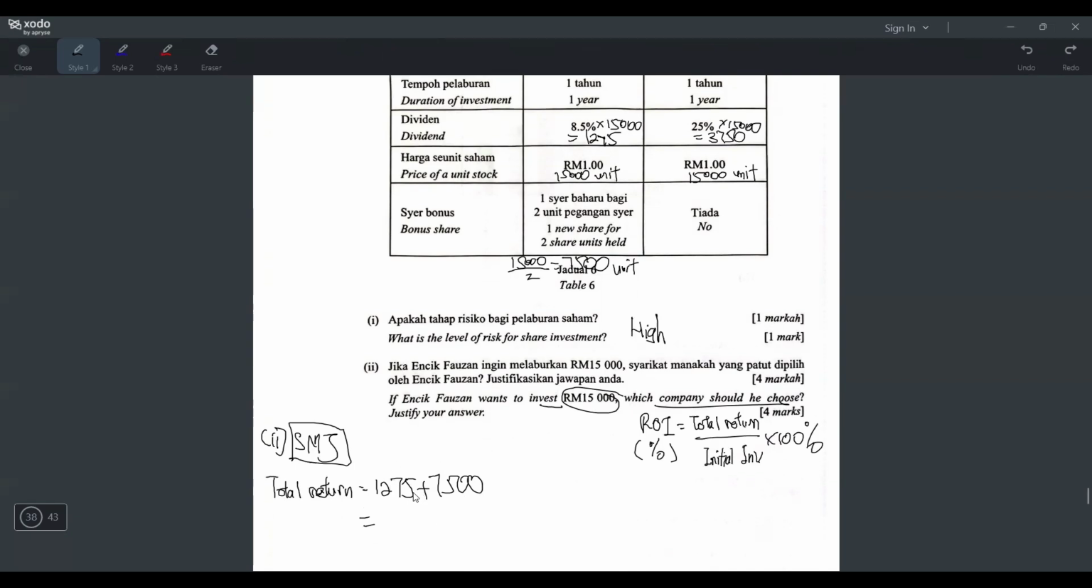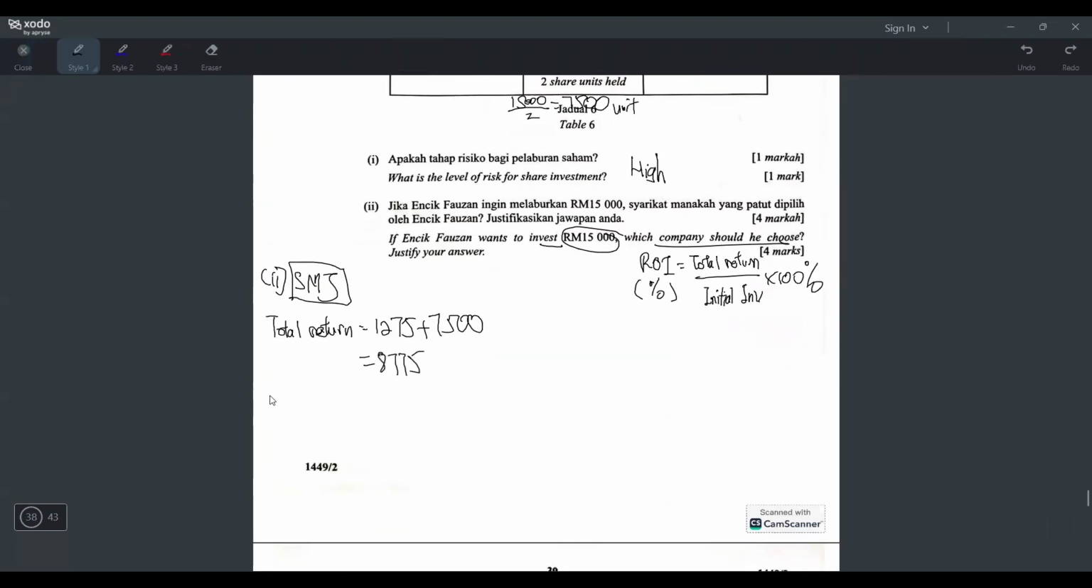Okay, what is 1275 plus 7500? So 8775. So this is not the answer, of course. This is just the total return. So now let's find the ROI, return on investment formula. Total return 8775. Divide with the initial investment, which is 15,000. That's the starting amount, right? And then times 100, and your answer will come out in percentage later. Okay, if you press this, you will get 58.5%.